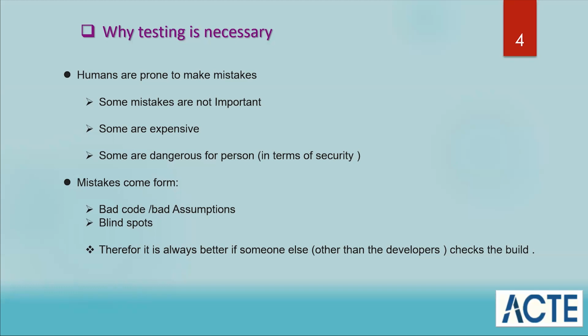Now the next point is, where do mistakes come from? Mistakes come from bad code, that is, bad assumptions made by the developers. There are some blind spots which are invisible while you are developing or creating anything. So it is always recommended to get it verified by people other than the ones who developed it. That is where the actual role of a tester comes in.